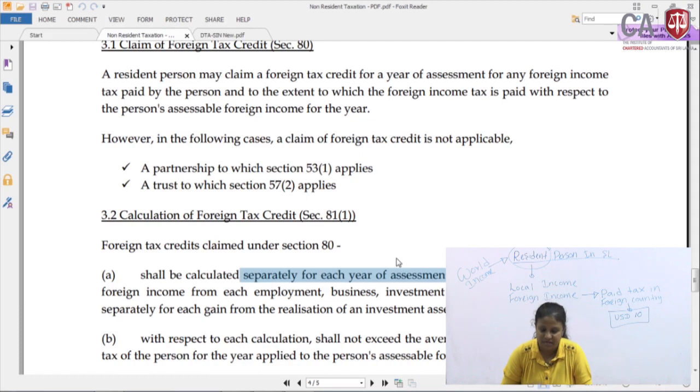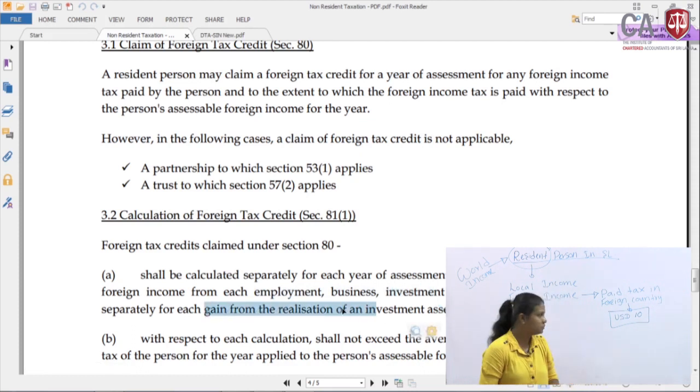It is understandable. We are computing the income tax liability for a particular year of assessment, so the foreign tax credit applicable to that year of assessment we have to take into consideration. And separately for assessable foreign income for each employment, business, investment or other source, and further separately for each gain from the realization of investment asset.